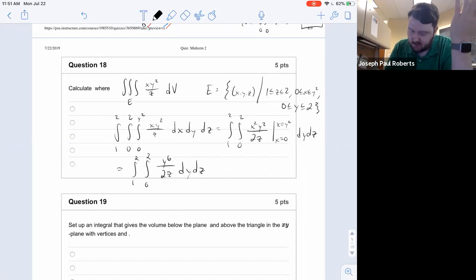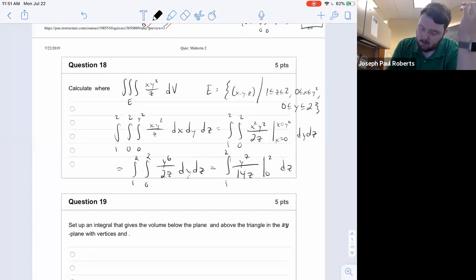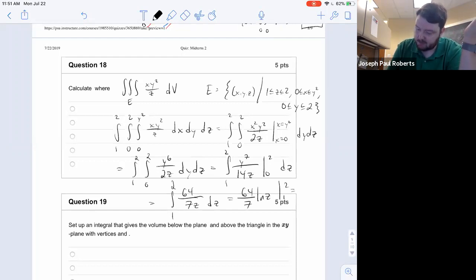And so at this stage you can separate it. The y antiderivative is y to the 7th over 14z between 0 and 2 for y, which ends up being what? 128 over 14 is 64 sevenths. So 64 sevenths, natural log z between 1 and 2 is 64 sevenths, natural log 2.